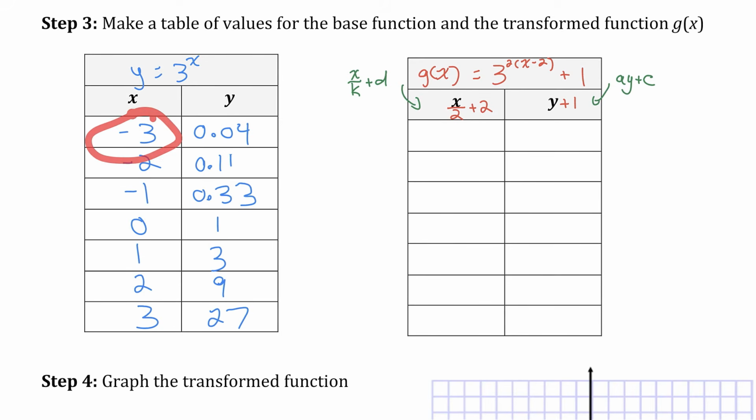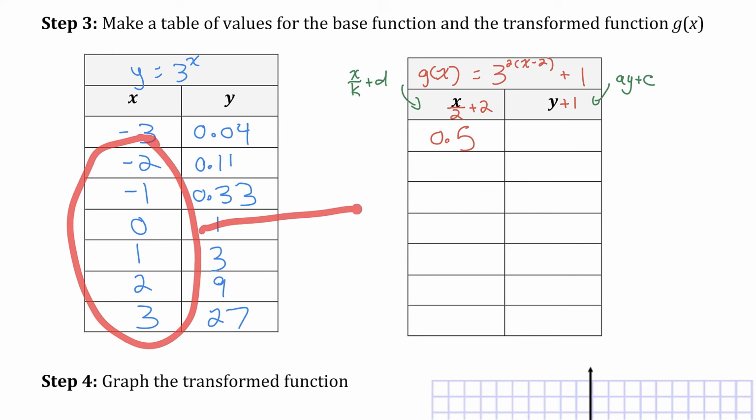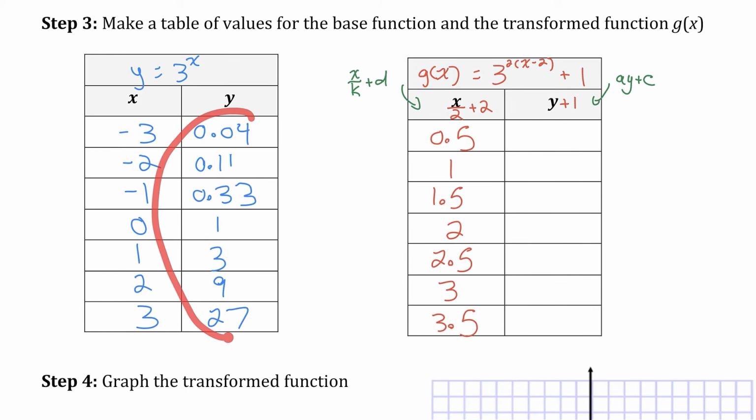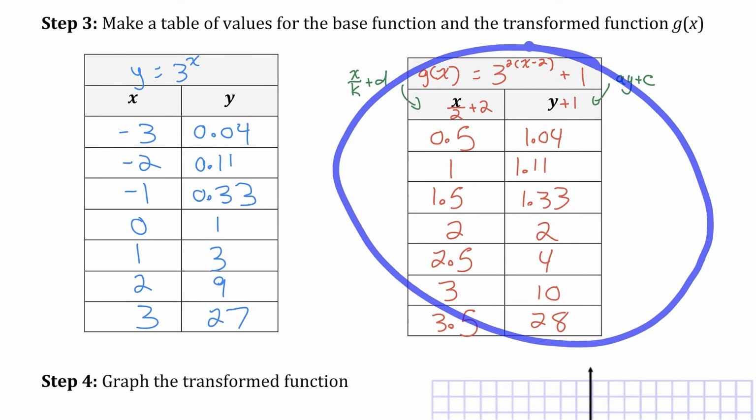If we start with negative 3, if I cut it in half, I get negative 1.5. When I add 2, I get a half. I'll do that to the remaining values and write them here. And now I'll take each of these y values and I'll add 1 to it. Now let me graph this function.